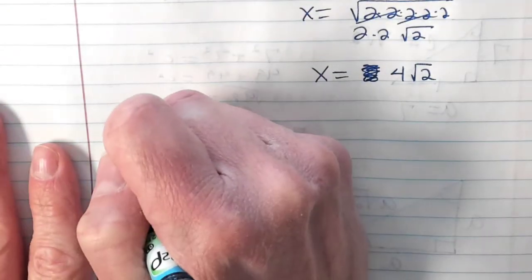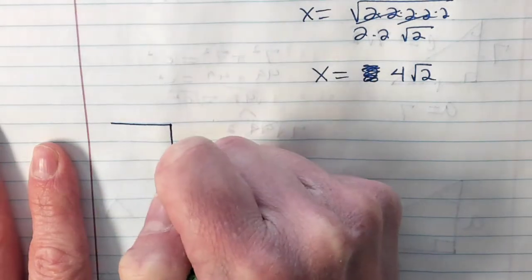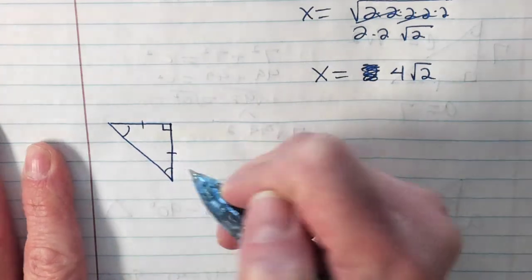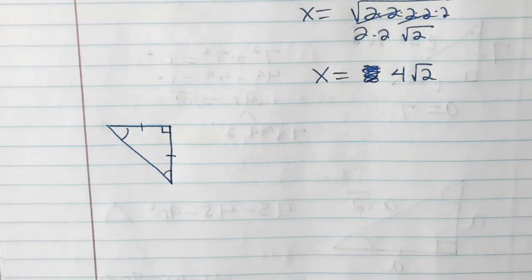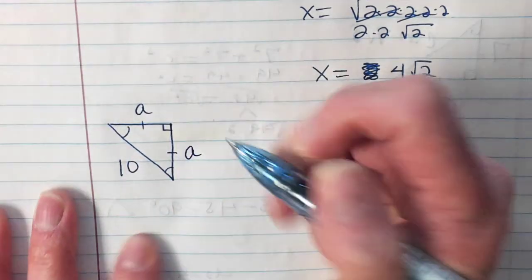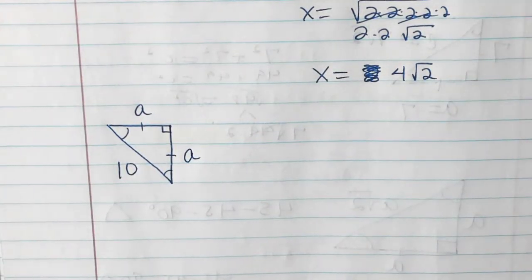Let's draw another right triangle. I get tired of drawing these guys. Mark it as a 45, 45, 90. And this time our hypotenuse is 10. And I'm going to label both legs as A because they're the same.